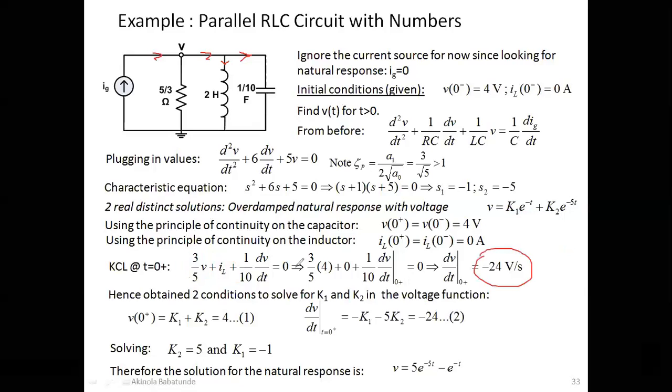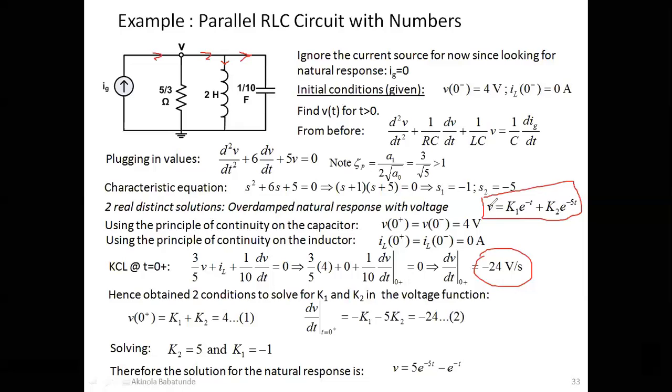All right. Then the second condition is to solve for K1 and K2 in the voltage function. Since we have our dV/dt here, how do we find our K1 and K2? You notice that we know V equals K1 exponential minus t plus K2 exponential minus 5t. So in this particular case, when t is equal to 0, our V here is equal to 4.